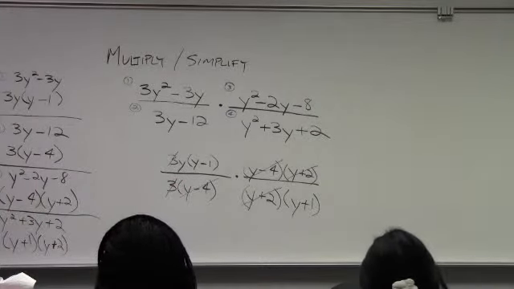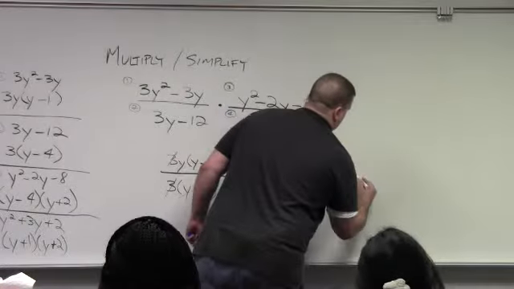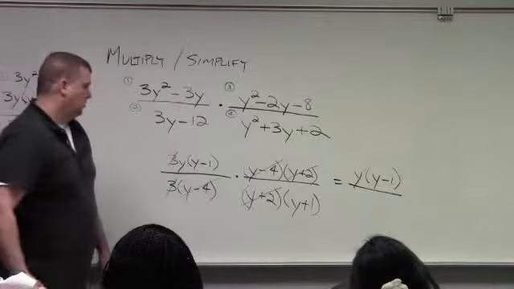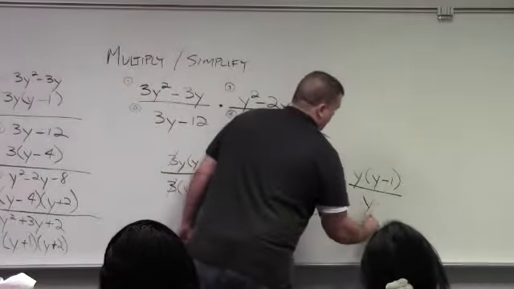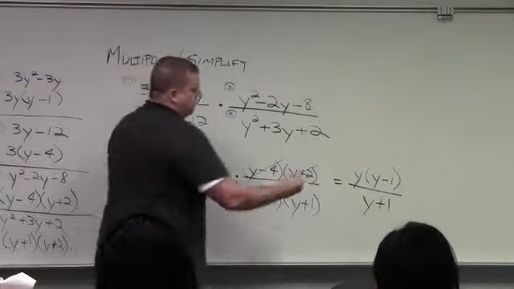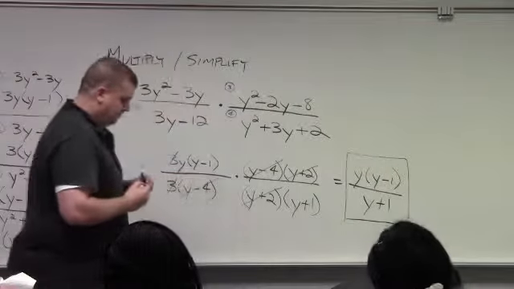Anything else that we can do there? Nope, that's it. So what do we got left on the top? Y and y minus 1. And what do we got left on the bottom? Y plus 1. We took care of all of our reducing before we multiplied, so that fraction is reduced. And that's our final answer.